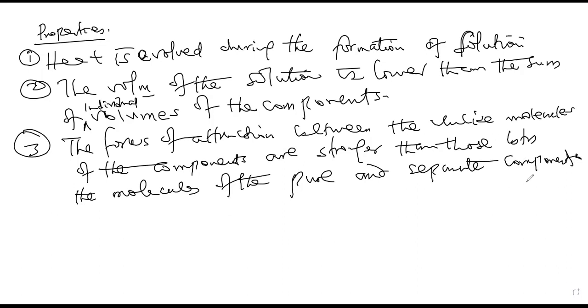So let's look at the vapor pressure composition diagram for the liquids which deviate negatively from Raoult's law. For this case, let's draw phase diagrams, beginning with the vapor pressure composition diagram for liquids that deviate negatively from Raoult's law.